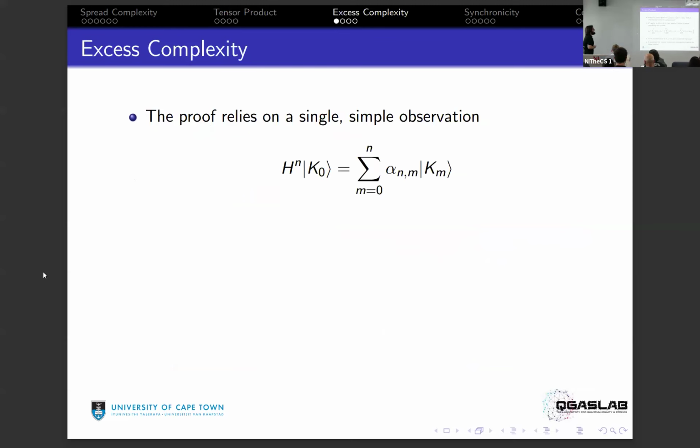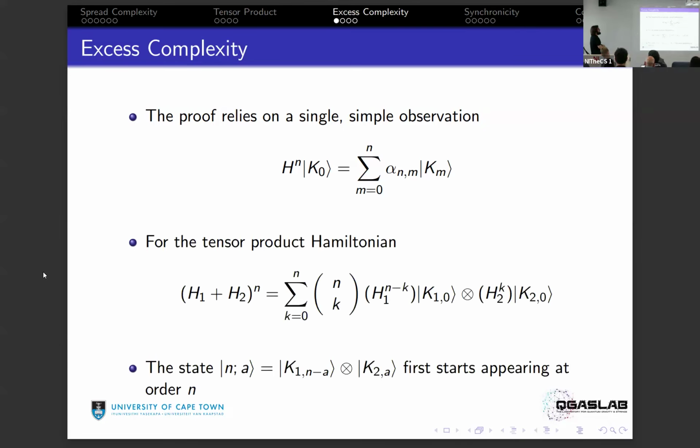Let me do that in a bit more detail. So that was very qualitative. Let me show how this comes about, how we can prove it. There's a single simple observation that allows you to prove this. It's the following, that if I act with a Hamiltonian n times on the reference state, I'll get a superposition of the first n Krylov basis vectors. This is just due to the recursive nature of the algorithm. I don't generate any Krylov basis vector with an index greater than n. So if I consider the tensor product Hamiltonian, well, this is going to be H1 plus H2 to a power of n. The right-hand side will, of course, have some binomial expansion, H1 and H2 commute. So this is the simple expression that you get.